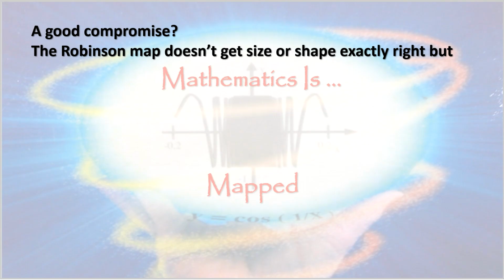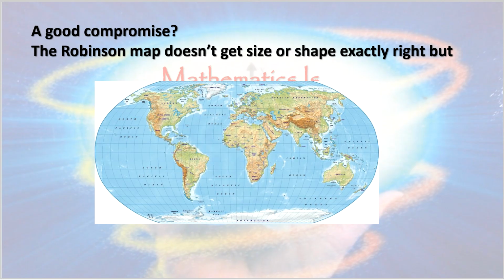Now, the Robinson map, which does not arise from precise mathematical properties of any type, is an attempt to come close to the shape-preserving feature of the Mercator map and the size-preserving feature of the Gall-Peters map. You might call it the best of both worlds.